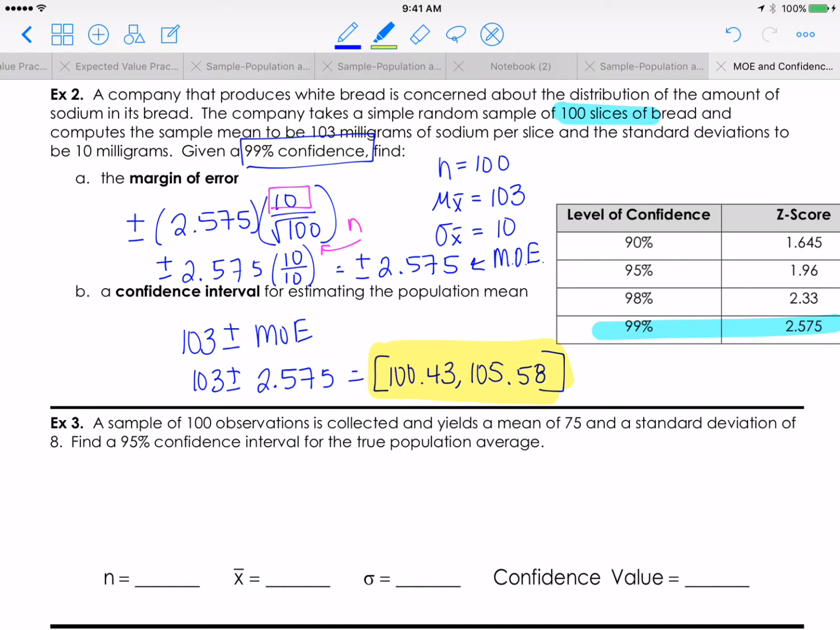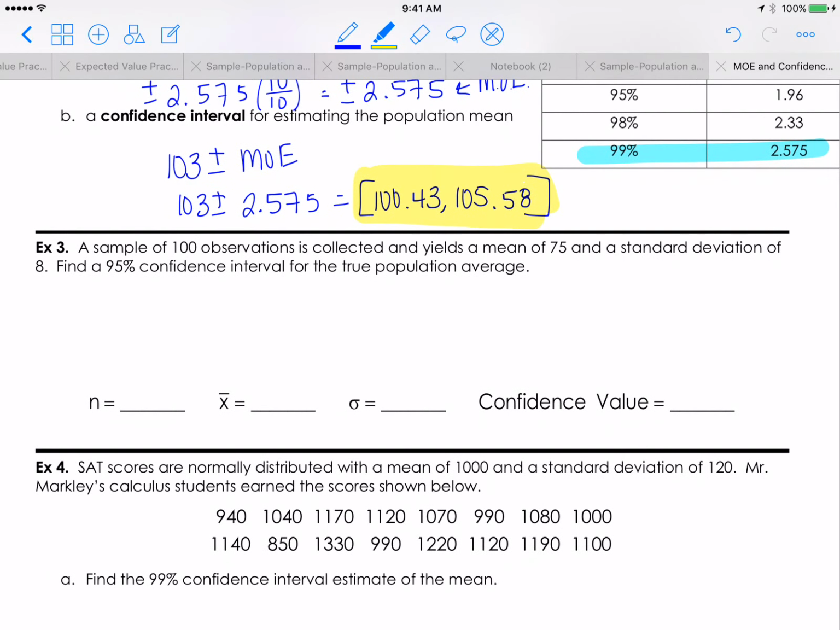Okay, example 3. Let's look at this one. A sample of 100 observations are collected and yields a mean of 75 and a standard deviation of 8. Find a 95% confidence interval for the true population average.